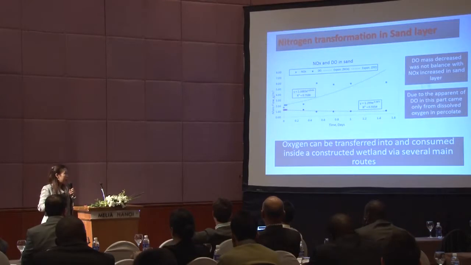Then it means that oxygen in the system may come from other sources, like the plant root, and can also come from the air. This one maybe can be a further study.